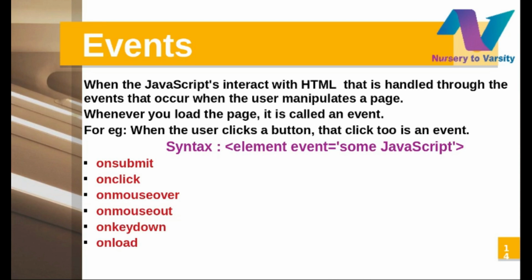How can you write that? You just give the simple syntax: element event equals some JavaScript. Element means the particular element on which you want to apply that event. What are these events? There can be multiple events: onsubmit, onclick, onmouseover, onmouseout, onkeydown, onload equals some JavaScript code. Now, we are not going to understand all these events. You have to try it by yourself. We will see one of the events with an example.